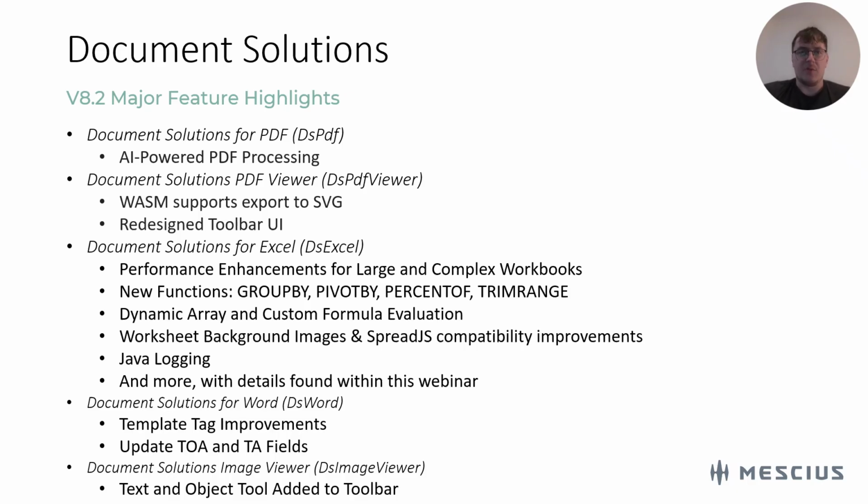In Document Solutions for Word, we've improved template tag functionality and added the ability to update the TOA and TA fields programmatically. And finally, in Document Solutions ImageViewer, we've added a brand new text and object tool to the toolbar, making it easy to insert and customize shapes, text, and images directly in the viewer. That's it for the overview. Now let's go through each of these new features in more detail.